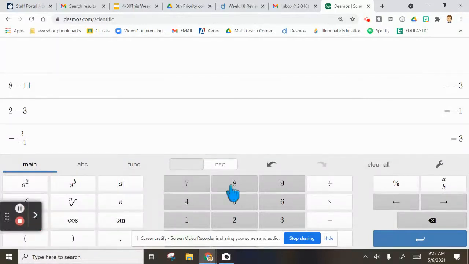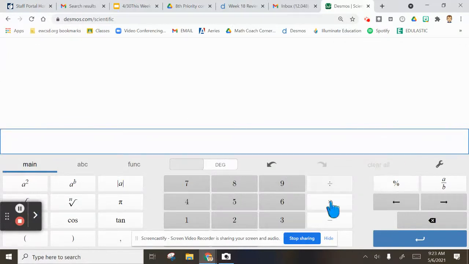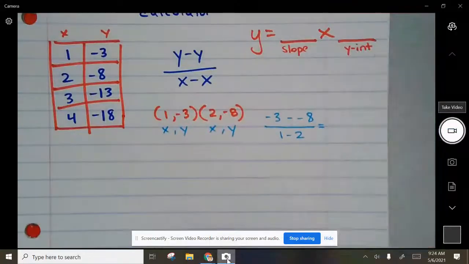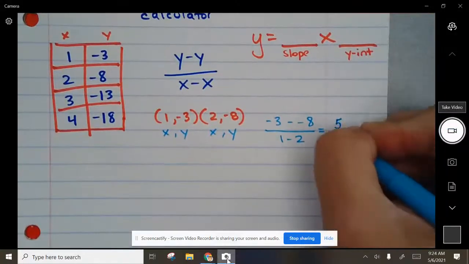And I'm going to clear all. And what was it again? It was negative 3 minus a negative 8. All right, and that was positive 5. All of that equaled positive 5.